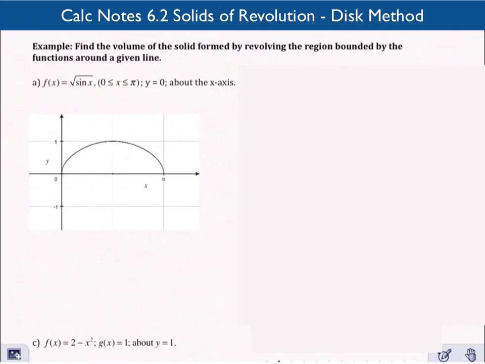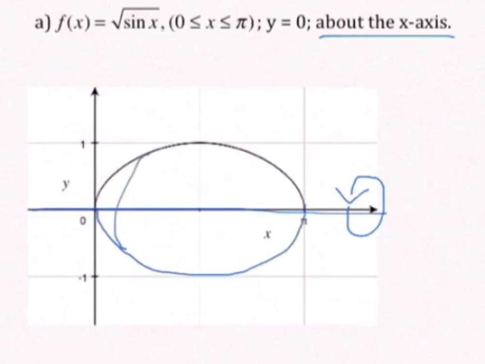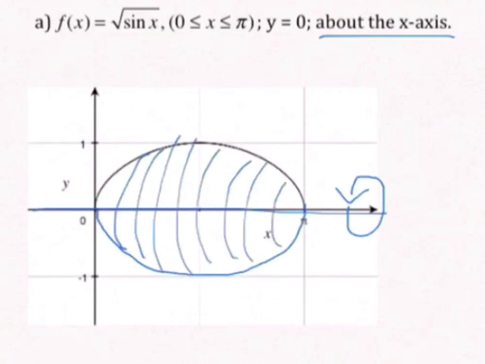Okay, so it says find the volume of the solid formed by revolving the region bounded by the functions around the given line. So here we have f of x equals the square root of sine of x on the interval from 0 to pi, and we want to revolve this about the x-axis. So here's our x-axis, and we want to revolve it around this axis here. Okay, so this is going to get mirrored on the other side, and then it revolves right here. Okay, we almost have like a little football type of shape, and we want to draw in our representative rectangle.